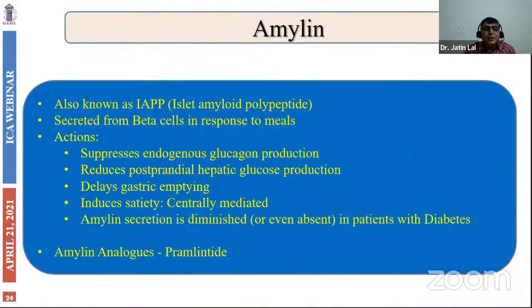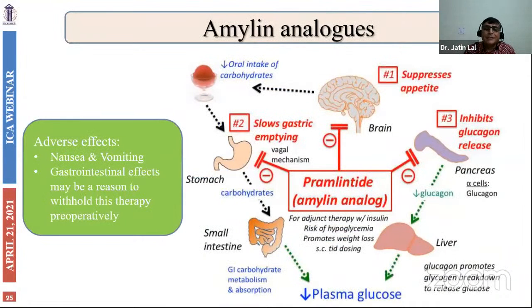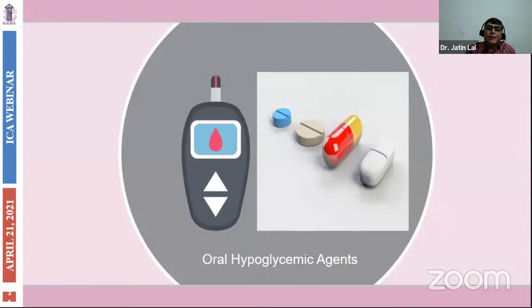Coming to the amylin analogs, they are just like incretins. Amylin, also known as IAPP, islet amyloid polypeptide, is secreted from the beta cells in response to meals. It suppresses endogenous glucagon production, reduces postprandial hepatic glucose production, delays gastric emptying, and induces satiety, and amylin secretion is diminished in patients with diabetes. Its analog is pramlintide. Basically, it has three actions: it suppresses appetite, slows gastric emptying, and inhibits glucagon release. The adverse effects are nausea and vomiting, and gastrointestinal effects may be a reason to withhold this therapy preoperatively.